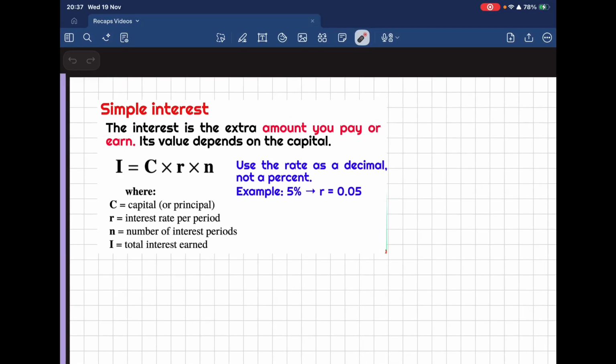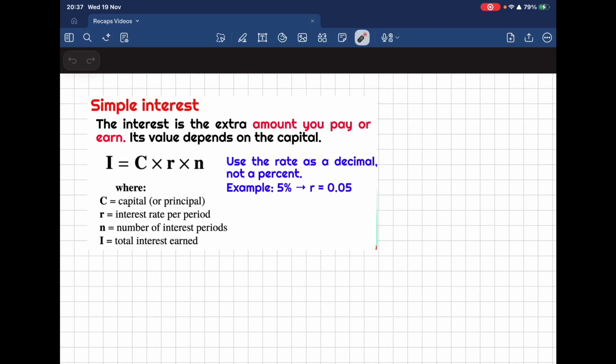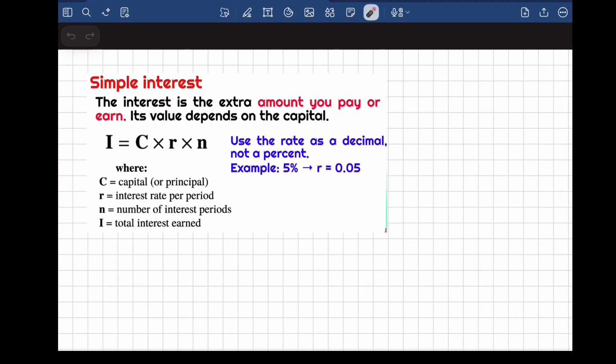Welcome guys, this is a recap about simple interest, and remember we have this formula: I equals C times R times N. So the capital is the money that you borrow or that you are going to invest. R is the interest rate.